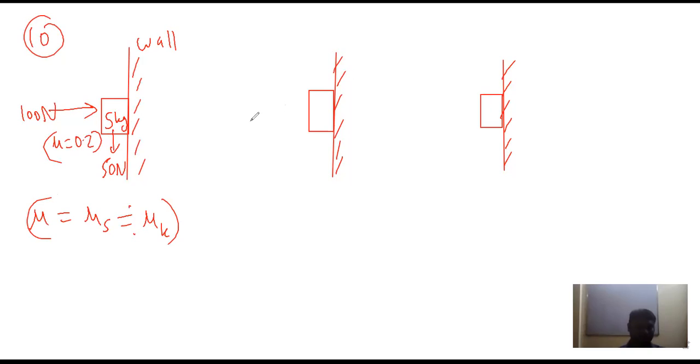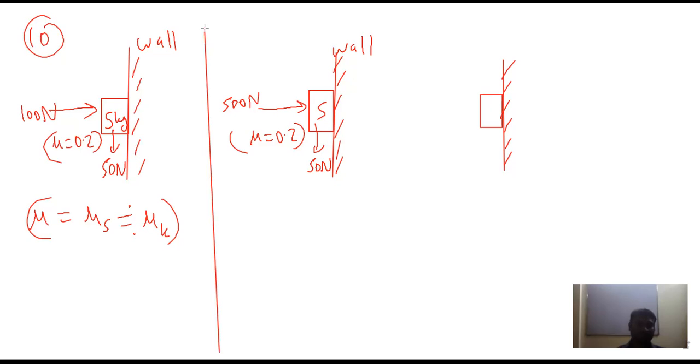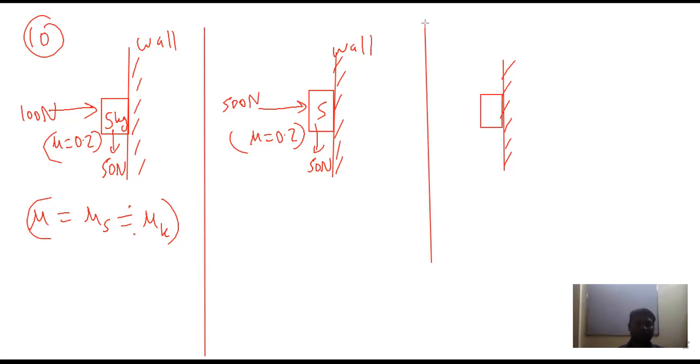Okay. So here we have 500 Newton in case 2. Again 5 kg block. That means 50 Newton downward direction. Mu is 0.2. This is case 2. So like a divider here. This is case 2.